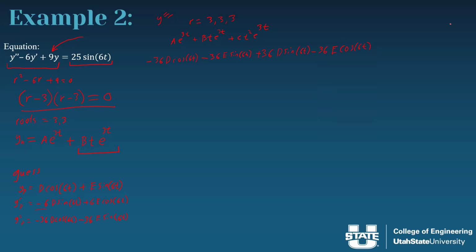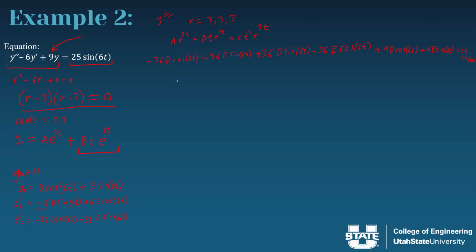Let me move this guy up here. Okay. And then we have 9. So this is going to be just simply 9d cosine of 6t plus 9e sine of 6t is equal to 25 sine of 6t. And we barely got it in there. That's a lot of stuff on there. It looks horrible. Absolutely massive amount of things.